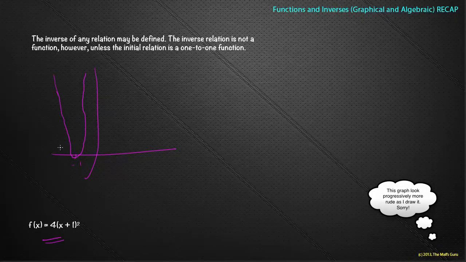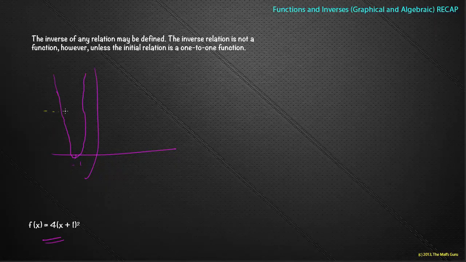Is this a one-to-one function? No. How do we know it's not a one-to-one function? Because if I was to draw a dotted line through it, it crosses twice. It's not a one-to-one function, that's no good. But it is still a relation, right? It is still a relation. And actually, this can have an inverse.